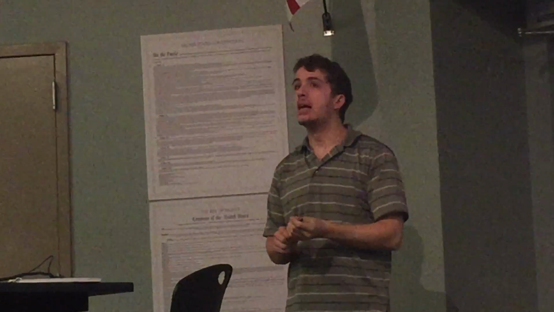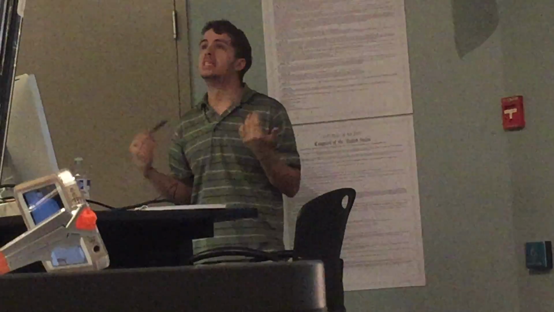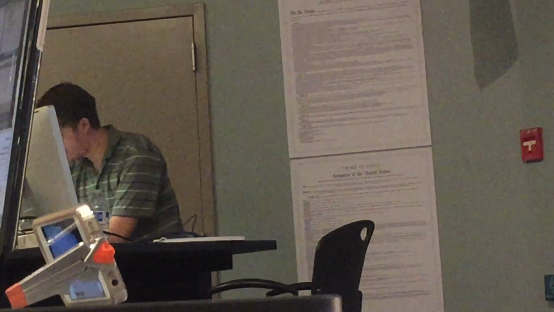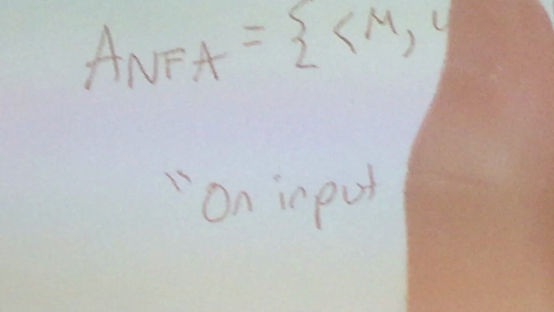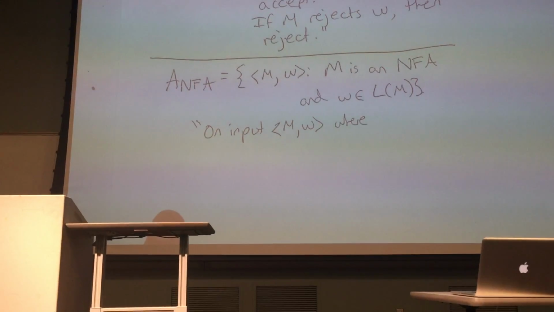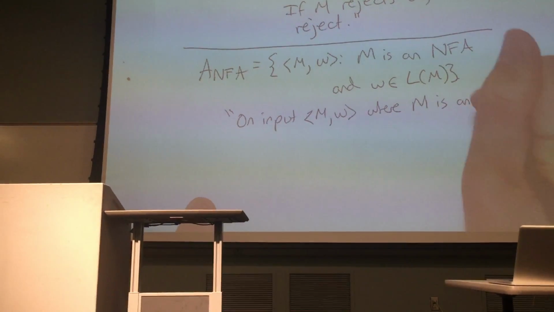Convert it to a DFA. We can convert it to a DFA with the power set method, right? Does that take a finite amount of time? Yeah, because the number of states that we make is only a finite number larger than the original NFA. Okay, so on input M and W, where M is an NFA, that's the step 0 that we inferred before. So M is an NFA.